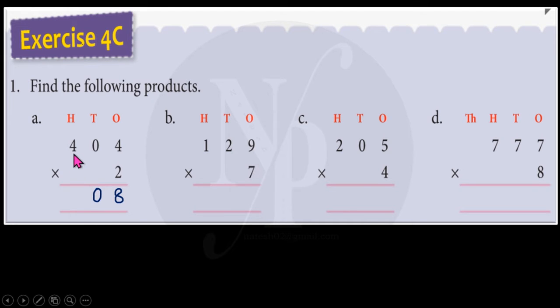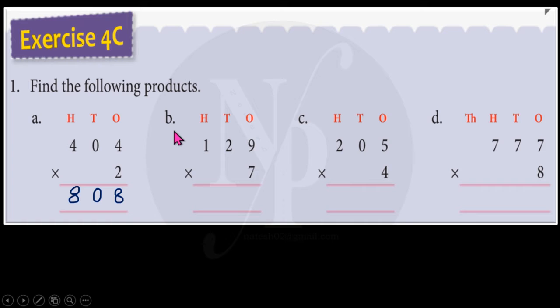So here 2 into 0 is 0. So we write 0 in tens place. So just below the tens column here we write 0. And next we multiply this digit at hundreds place 4 by 2. So 2 into 4 is 8, which represents 8 hundreds since it is in hundreds column. So we write 8 here. Therefore, 808 is the product of 404 and 2. In other words, we may say 404 into 2 is equal to 808.